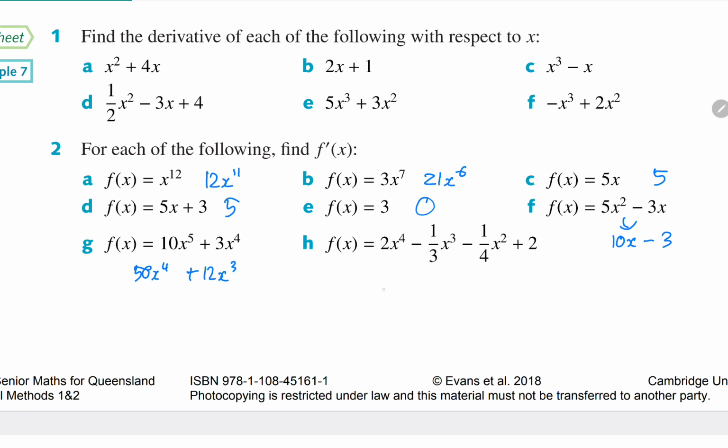Yep, last one. Just do it term by term. 1, 2, 3, 4 times. Instead 8, 16. Wait, say that again? Just 8, because you bring the power down only once. So it'll be 8 and then drop the power by 1, so 8x to the power 3. Yep, and then next one.